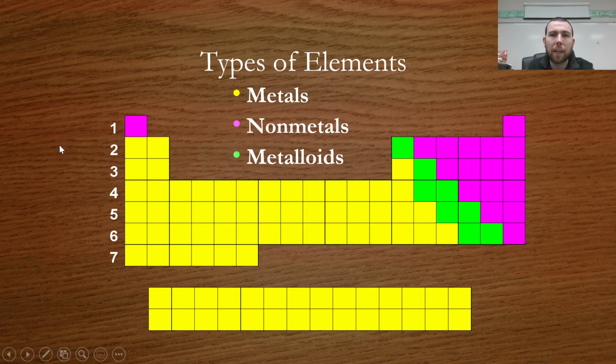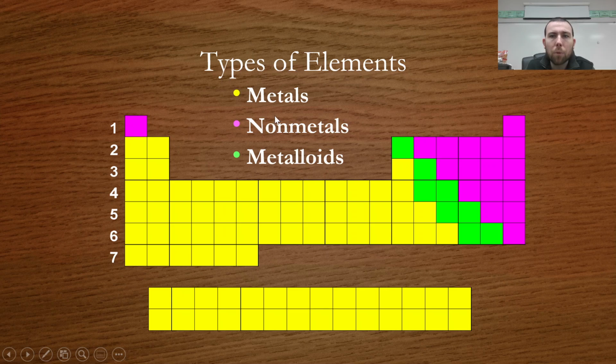Something to note that I think is important: hydrogen over here, element number 1, even though it's in the alkali metals group, isn't a metal. In fact, it's not even an alkali metal really, it's a nonmetal. So just keep that in mind.